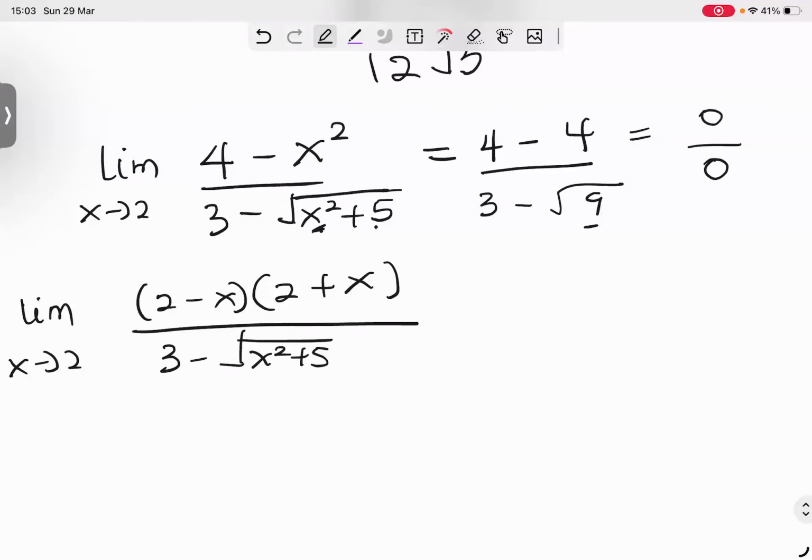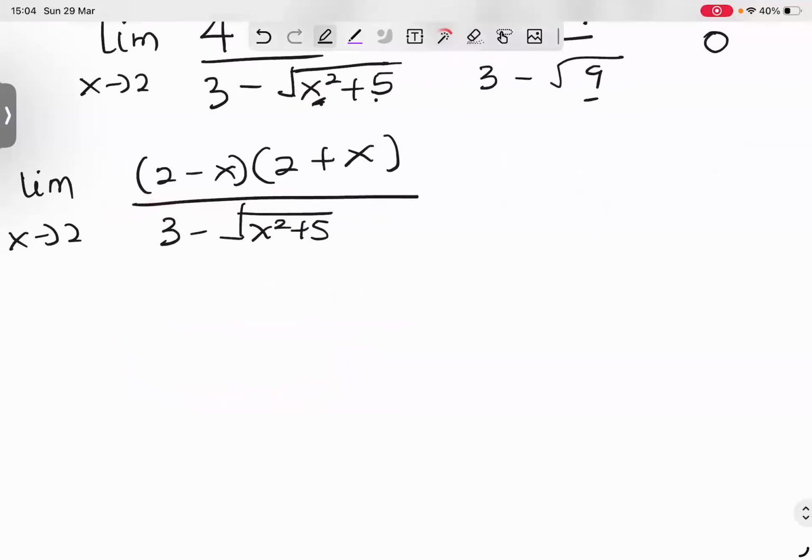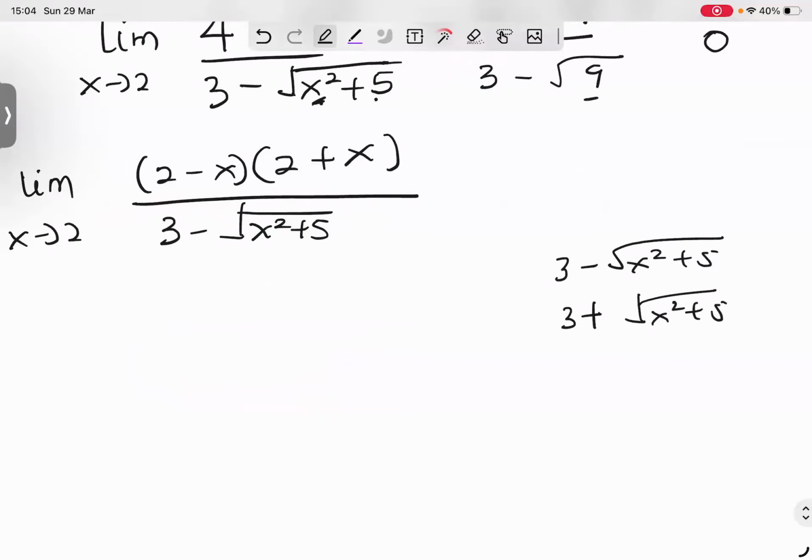However, even after factorizing the numerator, I still can't get any terms to cancel out. So if I apply the limit again, I'm still going to get 0 over 0. And so the next thing is to rationalize, and that is because I have a surd, and the surd is located at the denominator side. To rationalize, find the conjugate of the surd. Since it is 3 minus root of x squared plus 5, its conjugate will be 3 plus square root of x squared plus 5.